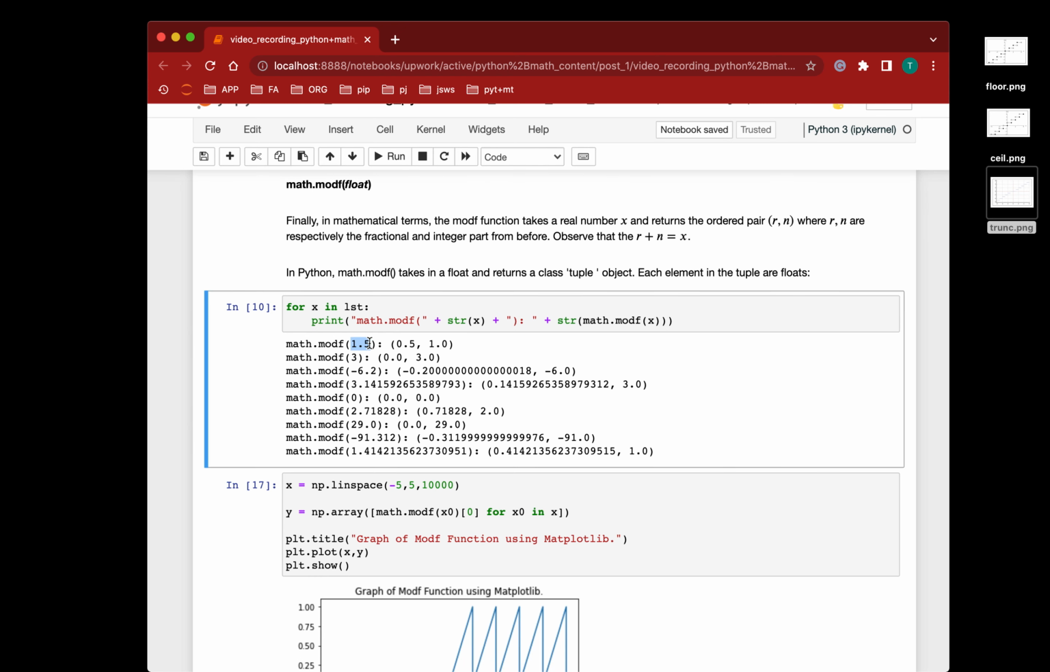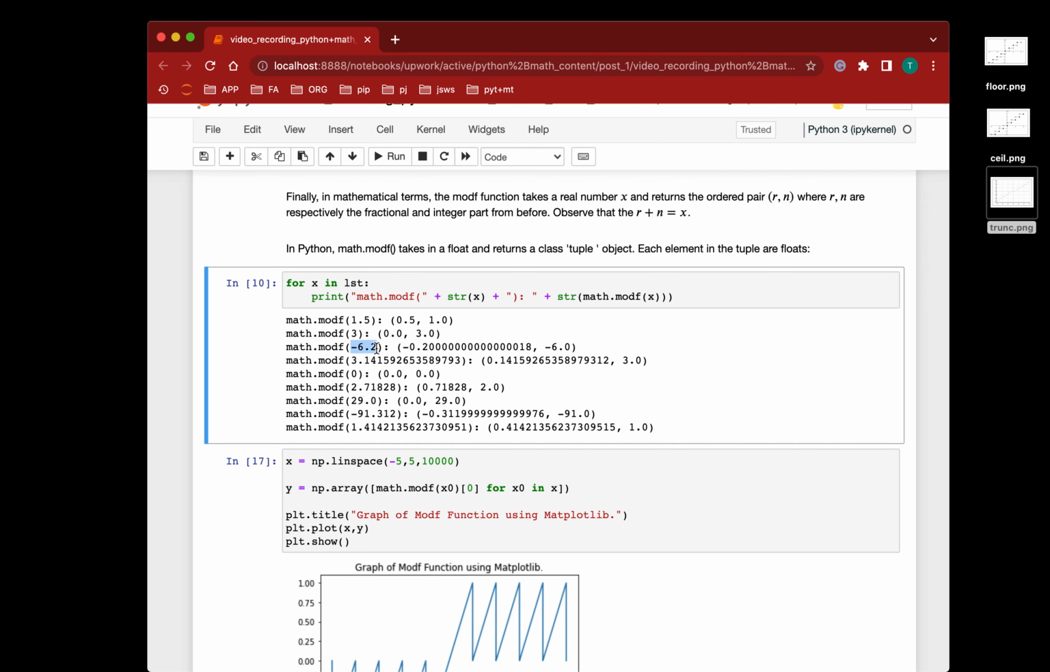If we look at 1.5, well, the fractional part is 0.5 and the integer part is 1.0. Note that the integer part is returned as a float instead of an int. Likewise, if you plug in an integer, it gives you back 0 and 3.0. Occasionally you get something weird like this where you get this weird fractional part. It's basically correct, except you have this small 1/8 thing. I think this has to do with how the modf function is implemented in Python, but that's beyond the scope of this tutorial.